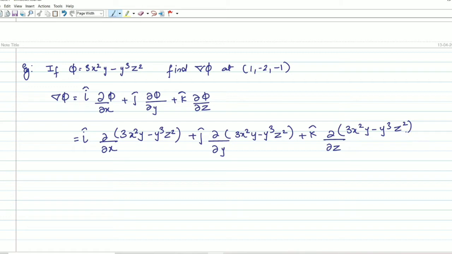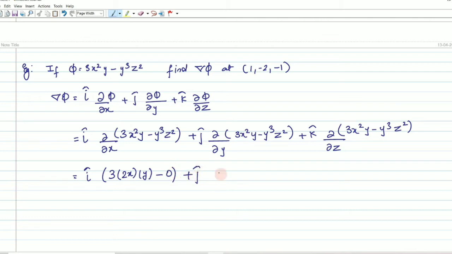If you want to solve this example, you know what partial differentiation is. We are going to use the concept of partial differentiation. For i cap dou by dou x, it implies y and z are constant. We are differentiating with respect to x. It will come 3, differentiation of x square will be 2x, and y is constant. y cube and z square are constant, so it will be 0. Have all of you understood?